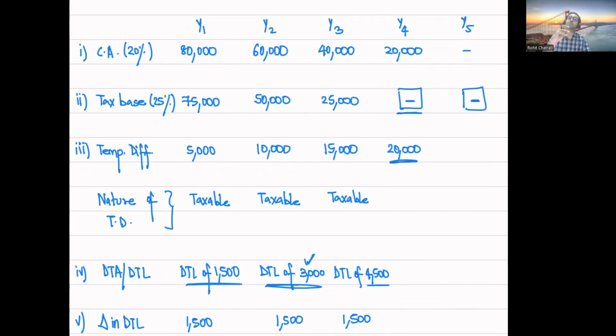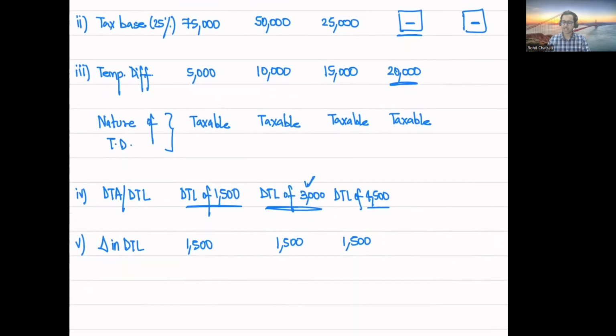This 20,000 represents my net taxable profit in future. So this is also going to be a taxable temporary difference, which means that my deferred tax liability is going to be 6,000 rupees. Over here also, I already have a liability of 4,500. I want to increase it to 6,000, which means I again want to increase it by 1,500. So again, I have a deferred tax expense account debit, deferred tax liability credit, of 1,500.